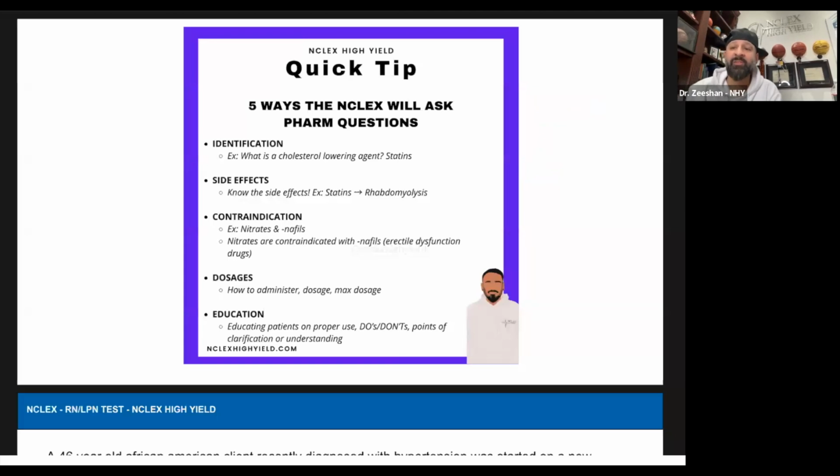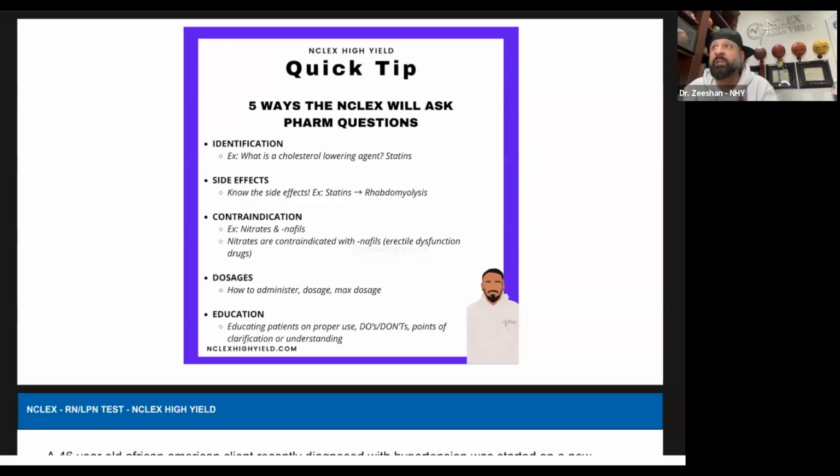The last one is education. How are we going to administer it? Let's talk about insulin real quick. Do we give the injection at the same site every single time you take it? No, right? So proper use of medications, the do's and don'ts.